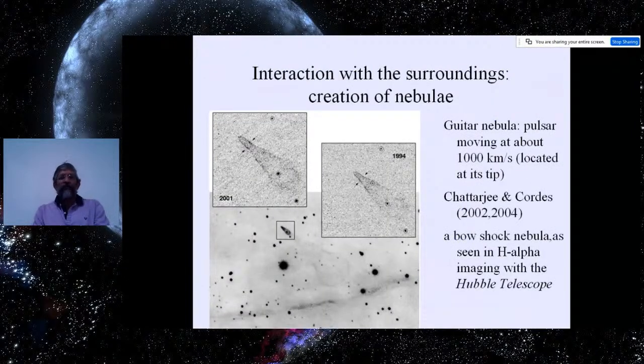But as these objects move at fast speed through the medium, where the speeds of their motion are way above the local ambient sound speed in that medium, they will produce a shock, and they do produce what are called bow shocks in front of them, and these are seen in even other wavelengths as beautiful nebulae that basically show the wake that is produced by this motion. They might appear like different shapes. In this particular case, it's the Guitar Nebula, and this is tied up with this particular pulsar, which is moving at 1,000 kilometers per second.